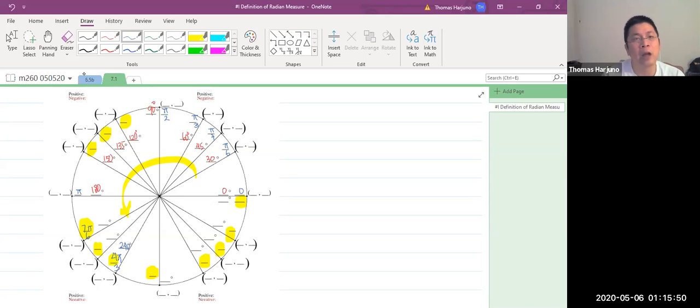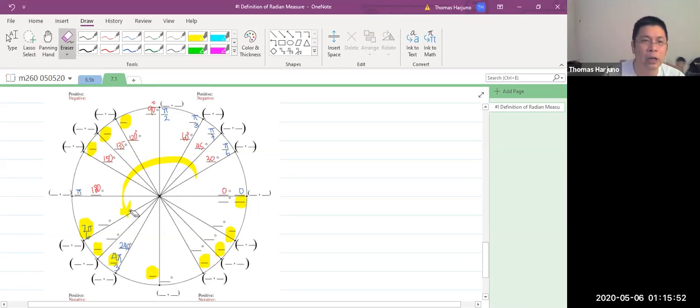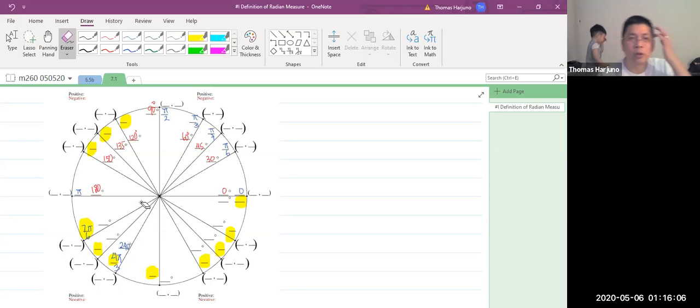Now you may say, Thomas, can I just use a calculator? Not really, because when you use a calculator, it will change pi into 3.14159 and so on, so you will not see a nice number. Don't rely too much on the calculator.